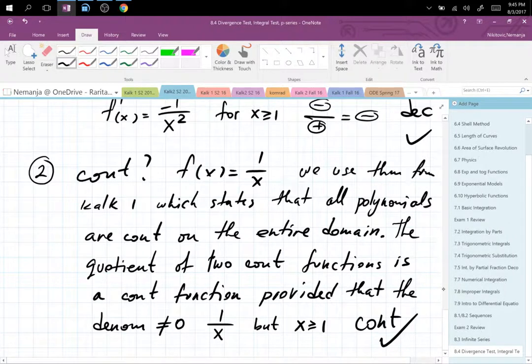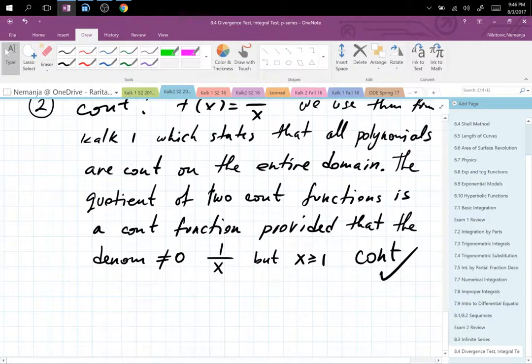I have two continuous functions divided. What other functions are continuous? Exponential, logarithmic, square root, they're all continuous. How can you tell they're continuous, because they're going from negative infinity to positive infinity? No, we are only going from 1 to positive infinity. But the way I can tell is I know the theorem from Calc 1, which says that all polynomials are continuous, and these two guys are polynomials. So polynomial divided by polynomial is continuous as long as the denominator is never 0. That's where the x bigger than 1 helps. So that works.